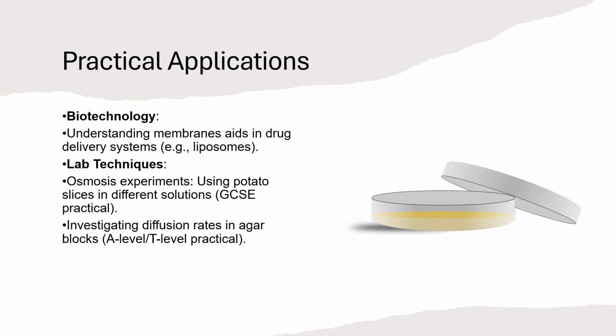Lab techniques. Osmosis experiments using potatoes were one of my favorite and a very good practical at GCSE and A-level. And investigating diffusion rates in agar blocks. You can see a dish with some agar in it. That's a good one to do at T-level, A-level, just to consolidate all this information.